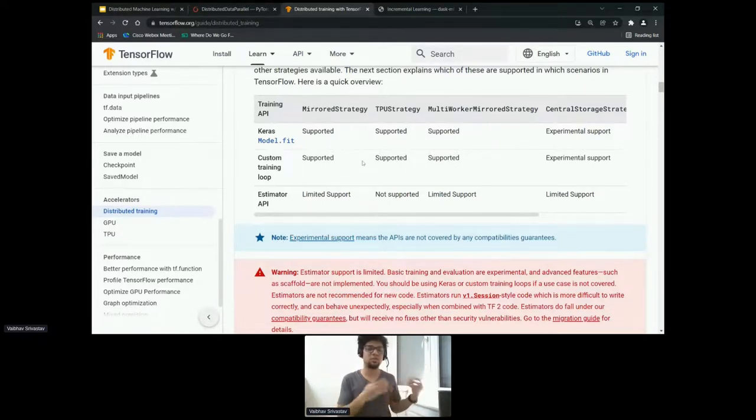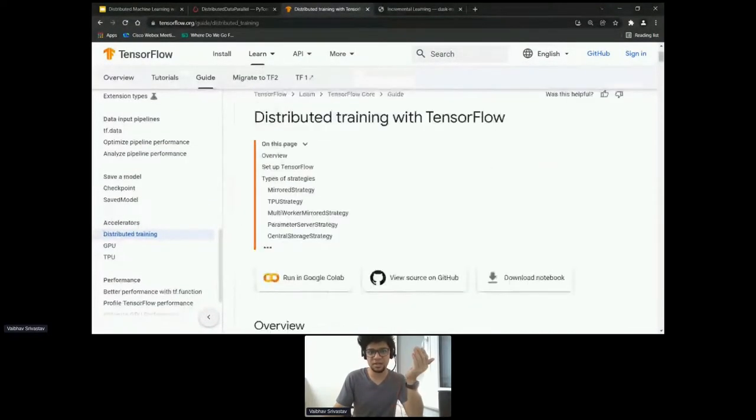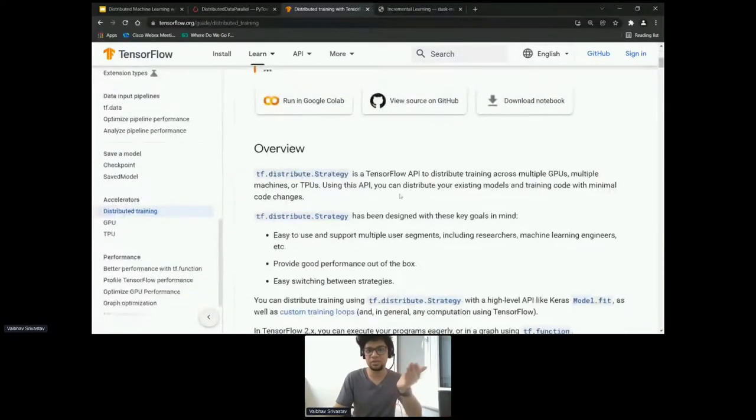Mirrored strategy is the one that we spoke about, wherein you load the model along with the partition in one of the GPUs, and once the model has gone through that particular batch and has a loss value, it aggregates all the losses across all the GPUs and then updates the model weights. If you're using TPUs, then there is another TPU strategy for it, and so on.